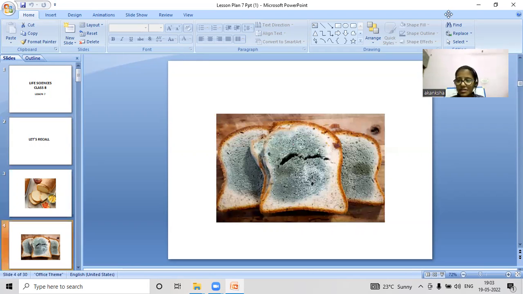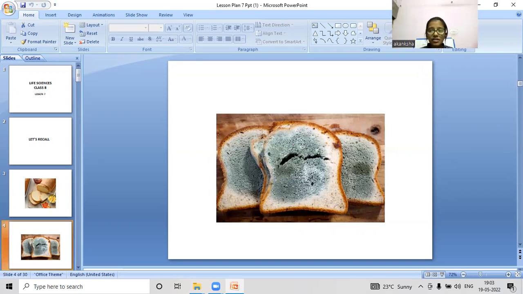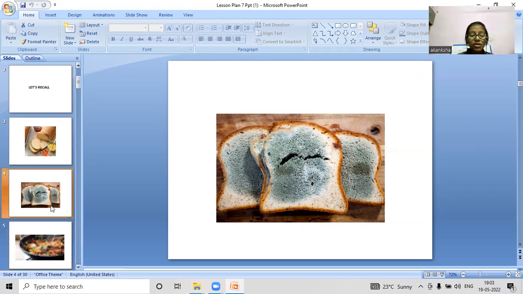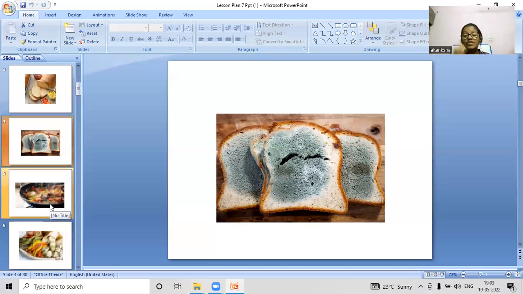There will be a certain change of color in it, right? As you can see here, in this bread, the color has changed. Earlier it was a little whitish and yellowish color, but now it has changed its color. Here you can see what color it has become. It has become some greenish, blackish color. So mold has grown on it. This is one of the changes that we saw. The food will get spoiled.